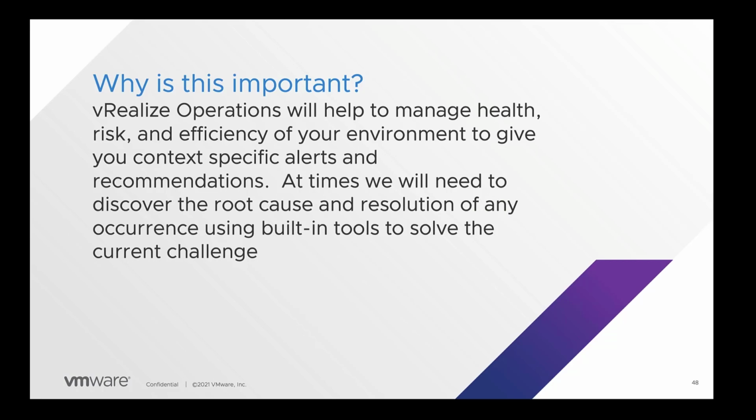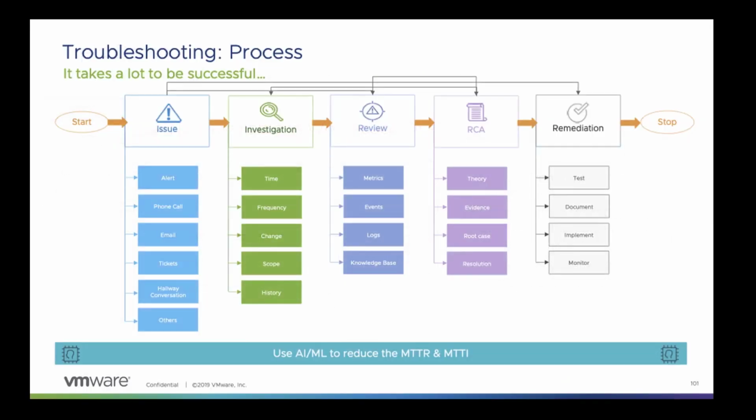So why is troubleshooting important? Well, vRealize Operations does help manage health, risk, and efficiency of the environment, and it's going to give you context-specific alerts and recommendations. There is a section on alerting and out-of-the-box alerts and reports within the School of Ops as well. But at times we will need to discover root cause and resolution of any occurrence using our built-in tools to help solve the current challenge. Now that might be using an alert or using some of the other tools that we'll cover in this section. Going into what we're discussing right here is the troubleshooting process.